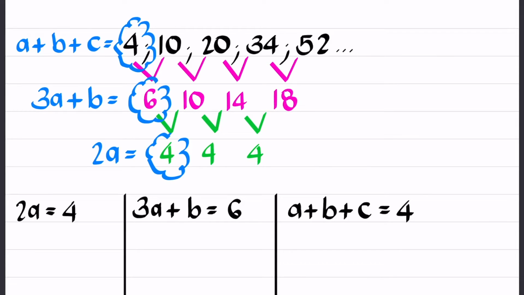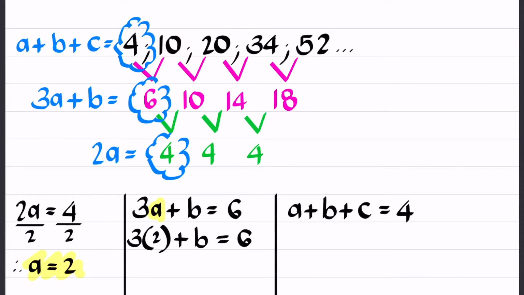If I have 2a equal to 4, I want to get the a by itself, so I'm going to divide both the left-hand side and the right-hand side by 2. Therefore, a is equal to 4 divided by 2, which is 2. Now I have an a value of 2, so I can substitute that into my second equation. So now I'll have 3 times 2 plus b equal to 6. So 3 times 2 is 6, plus b equals 6.